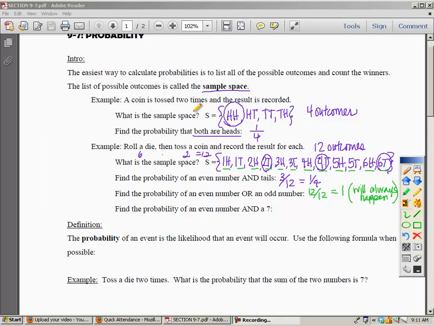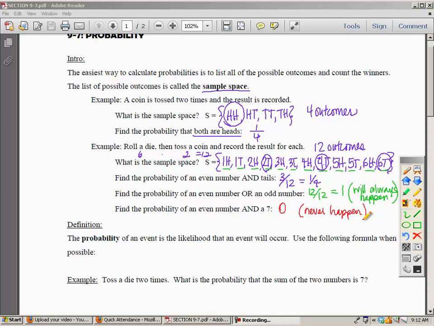I'm going to change my color one more time. Let's look at the probability that it's even and a 7. Okay, well I have these even ones, but I don't have a 7 as any possibility. So my probability is 0, which means it will never happen. Nothing on here is a 7, so it's not a possibility.